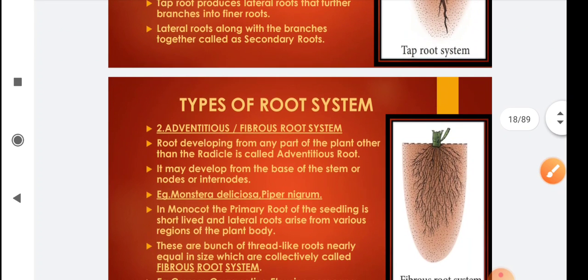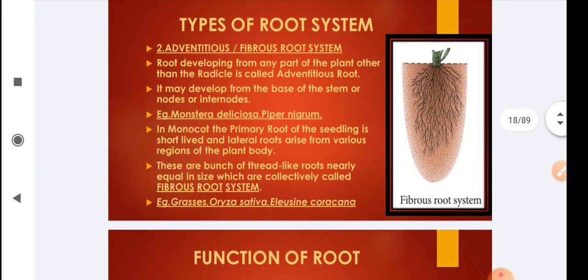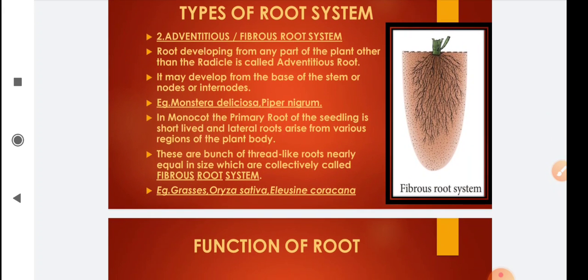Then the second one is the adventitious roots or fibrous roots. Roots develop from any part of the plant.